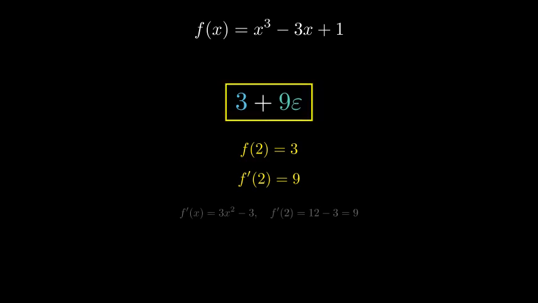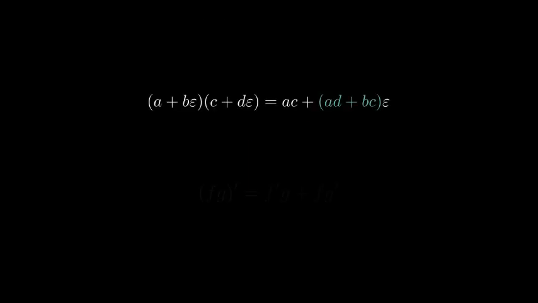The algebra computed the derivative for us, with no separate derivative formula written anywhere. So where did the chain rule go? Nowhere. It is hiding inside multiplication.